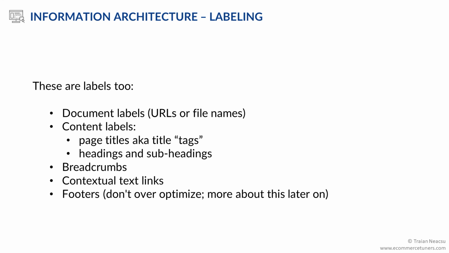Another type of content labels is headings and subheadings. Headings usually use large fonts and attract the eyes almost immediately. Putting keywords in headings assures users that they are in the right place. Other types of navigation labels include breadcrumbs and contextual text links.